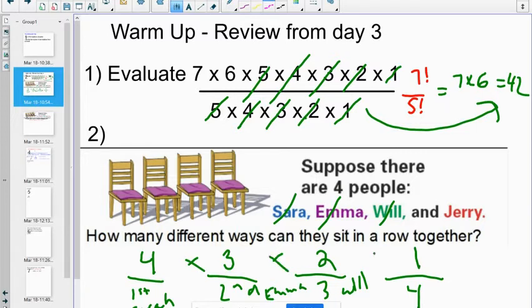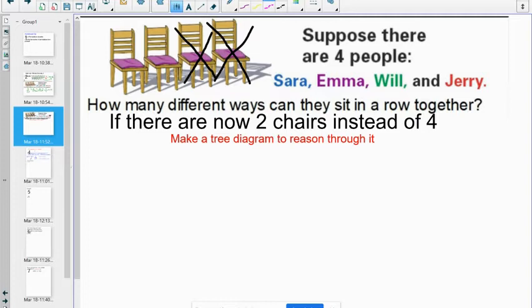So we're going to take 4 times 3 times 2 times 1, which is the same thing as 4 factorial, which is the same thing as 24. Again, if you want to pause that, rewind it, feel free to do so, but we're going to keep moving forward. Now it's the same question, but instead of the 4 chairs, we still have 4 people. Instead of 4 chairs, we have 2 chairs now.